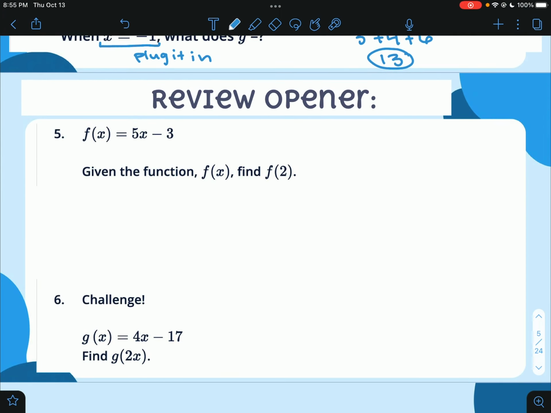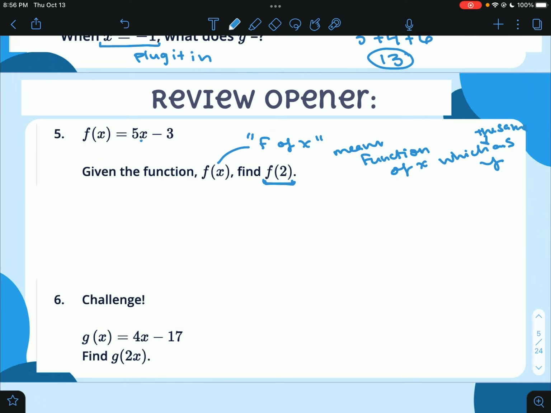Now, we talked about this briefly in 4.1 when it said f of 2. We wrote out that this is read f of x, and this means the function of x, which is the same as y.